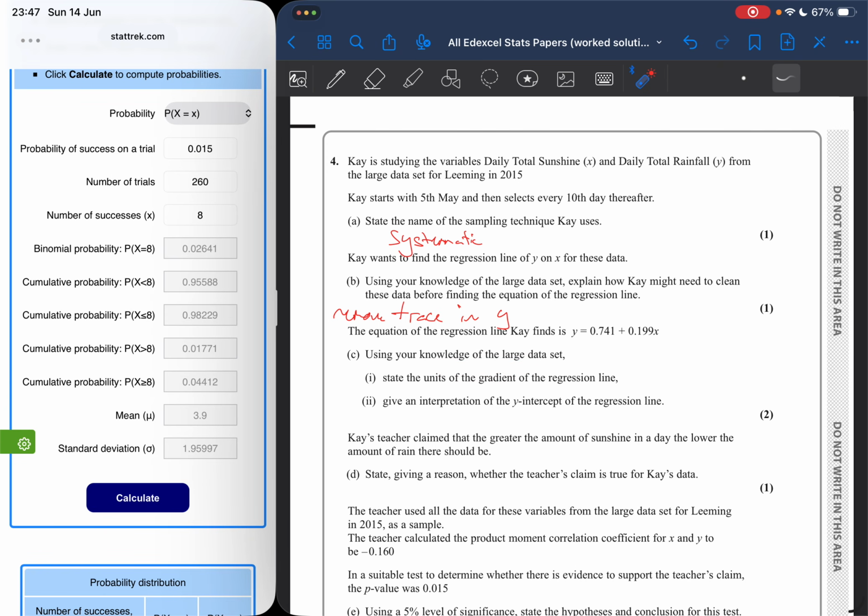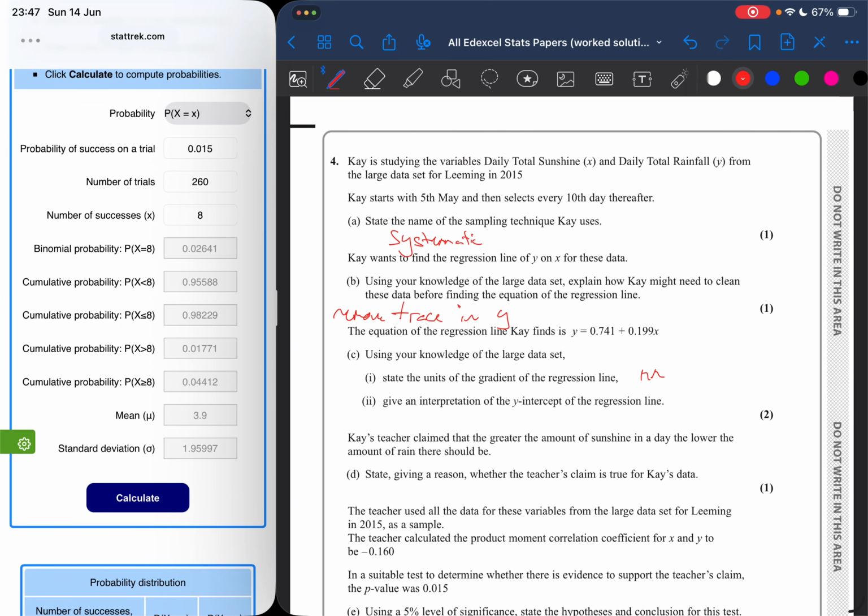Use the knowledge. I've got no knowledge, but I can do something else. State the units. Okay, units. Well, rainfall is millimeters, isn't it? And we want the gradient, so it is going to be y over x. So it's going to be the y ones, millimeters. Sunshine, is it hours? It might not be hours.